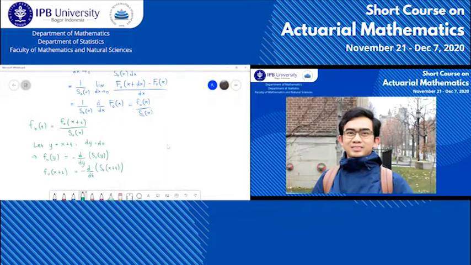So we will prove the second property. The second property is mu of x plus t is equal to f sub x of t divided by S sub x of t. Okay, we will first show that f sub x of t is equal to f sub 0 of x plus t divided by S sub 0 of x. First we let y be equal to x plus t, and then we can get dy is equal to dt. And we know that the probability density function is the negative of the derivative of the survival function.